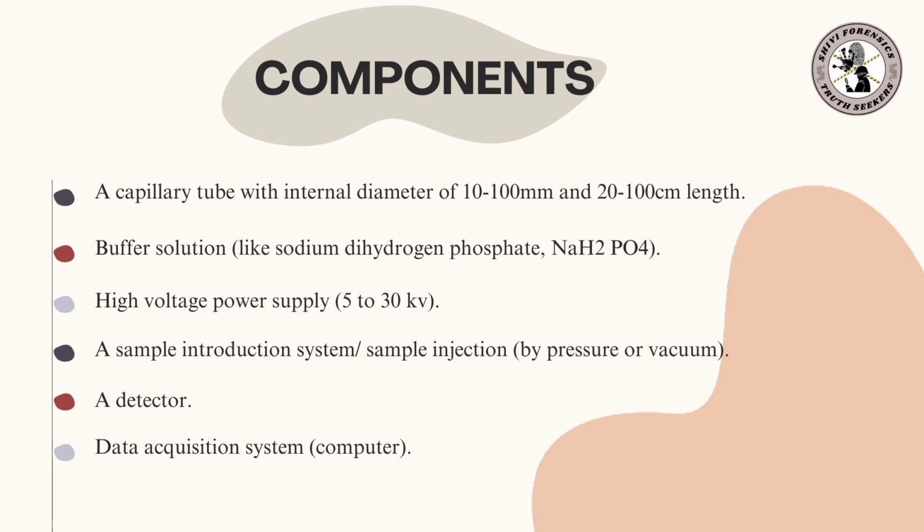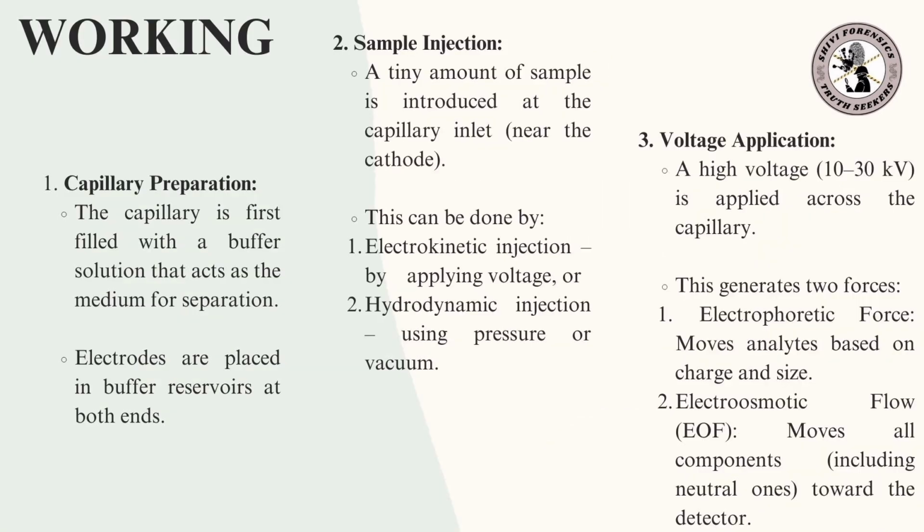Next is the data acquisition system, or computer, in which all the data is visible and recorded. So the next is the working of capillary electrophoresis. The first step is capillary preparation. In this, the capillary is first filled with a buffer solution like sodium dihydrogen phosphate, or NaH2PO4, that acts as a medium for separation. Then we take two electrodes and place them in the buffer solution at both ends.